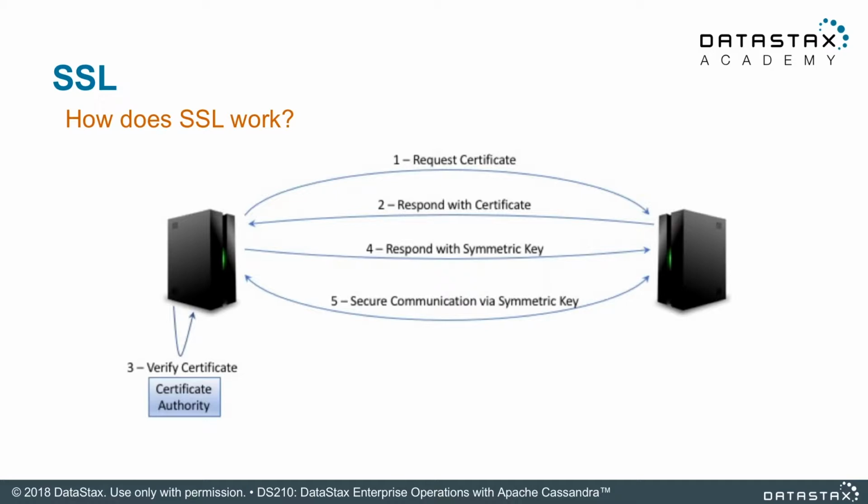Fourth, the client generates a symmetric key, encrypts the key using the server's public key from the certificate, and sends the symmetric key to the server. Finally, in step 5, both machines share the symmetric key so they can use it to communicate securely.